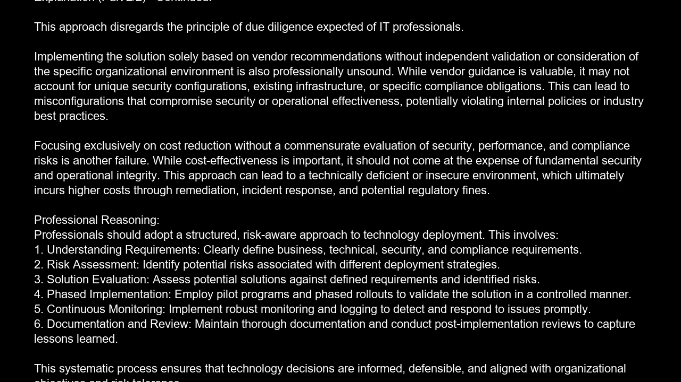4. Phased implementation. Employ pilot programs and phased rollouts to validate the solution in a controlled manner. 5. Continuous monitoring. Implement robust monitoring and logging to detect and respond to issues promptly. 6. Documentation and review. Maintain thorough documentation and conduct post-implementation reviews to capture lessons learned. This systematic process ensures that technology decisions are informed, defensible, and aligned with organizational objectives and risk tolerance.